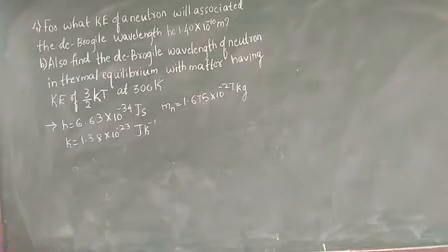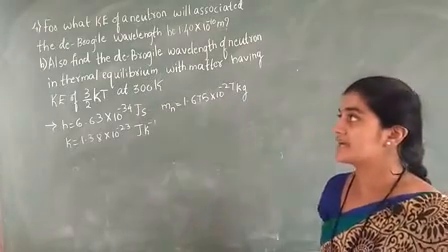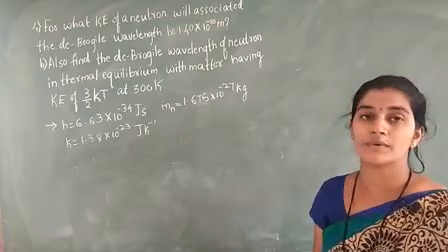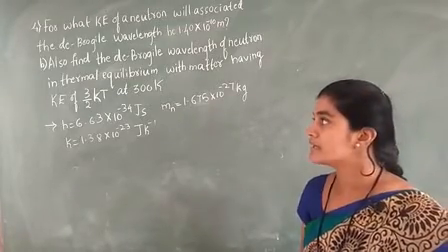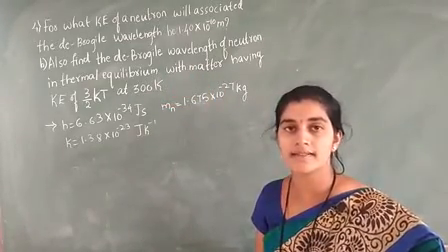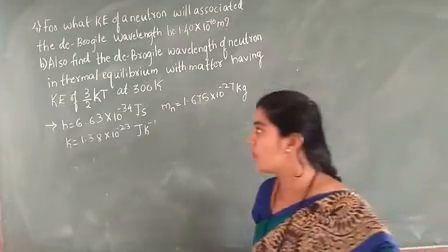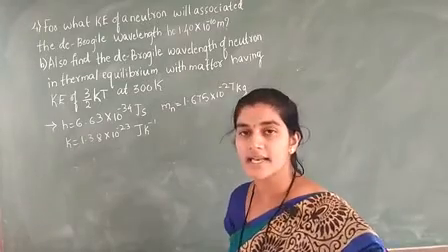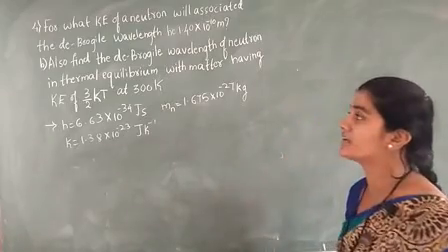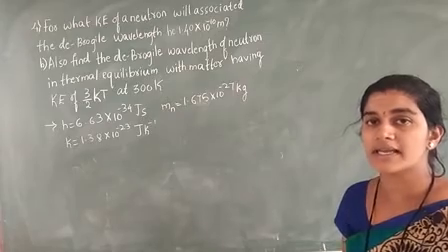Now next question. What kinetic energy of a neutron will be associated with a de Broglie wavelength of 1.40 into 10 raised to minus 10 meter? Second, also find the de Broglie wavelength of the neutron in thermal equilibrium with matter, having the kinetic energy of 3/2 kT at 300 Kelvin. Here, first we have to find the kinetic energy of a neutron. Second, we have to find the de Broglie wavelength of a neutron in thermal equilibrium.